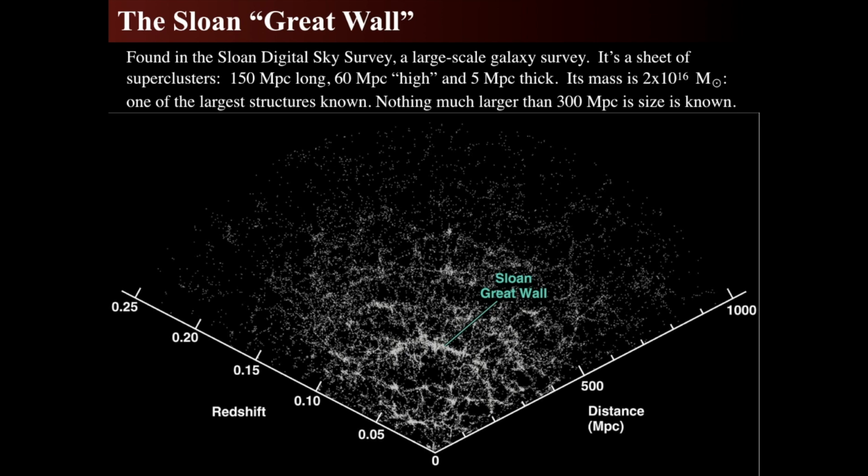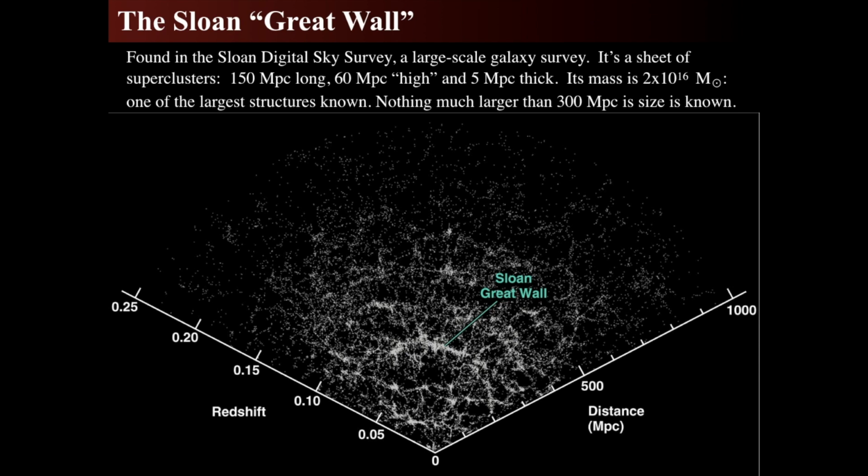Anyway, the Sloan Great Wall is an enormous discovery. It's about 450 million light years long, about 60 megaparsecs high, and about 5 megaparsecs thick, and has a mass of over 20,000 trillion solar masses. That's enormous. It's almost getting silly to even talk about these big numbers.